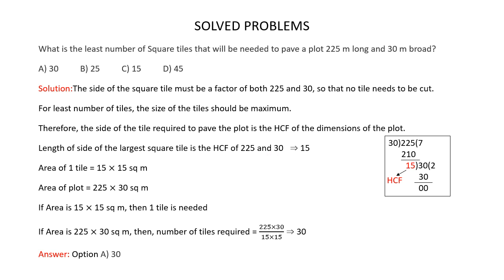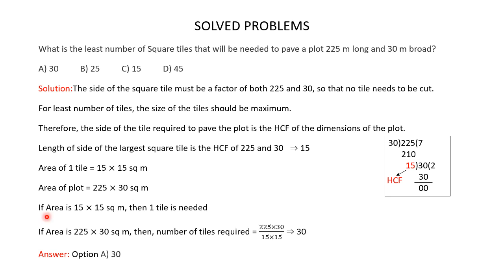225 and 30. Now HCF of 225 and 30 is 15. So the side of the largest square tile is 15. Now we know that area of a square is equal to a squared, where a is the side of the square. Now we know that the area of the largest square tile is 15. So area of one tile would be 15 multiplied by 15 square meters. Now area of the plot is equal to 225 multiplied by 30 square meters.